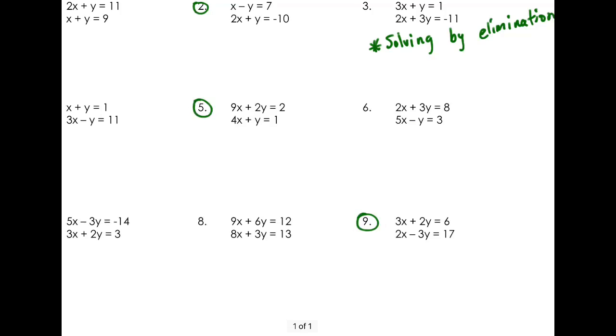All right, the first thing I want to do is look and see if there's a variable that I can eliminate right off the top. In this one, number 2, there is. So we have a negative y and a positive y, so we can eliminate that. So let's start solving. That eliminates.